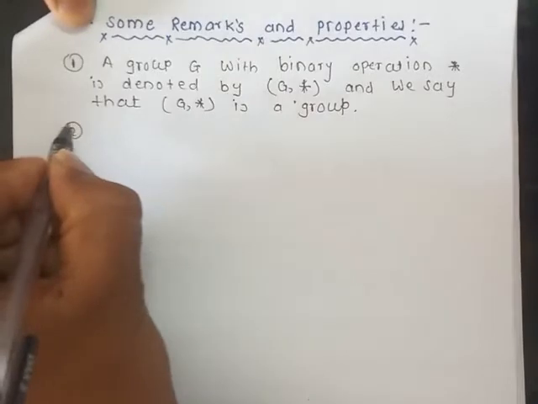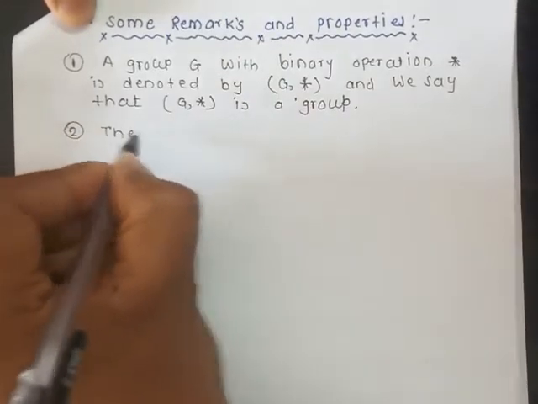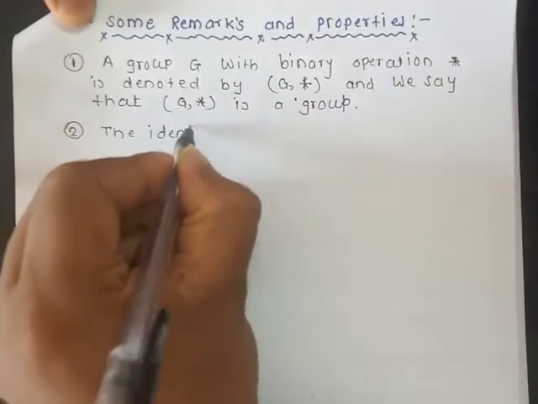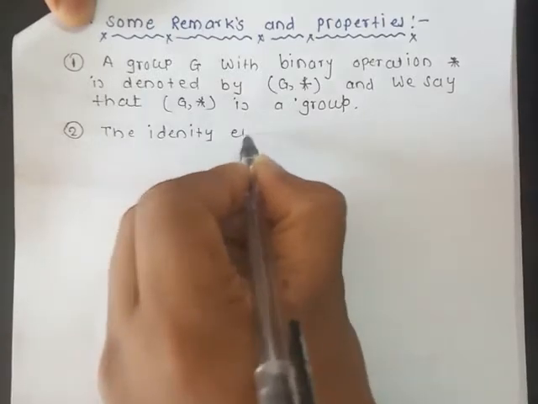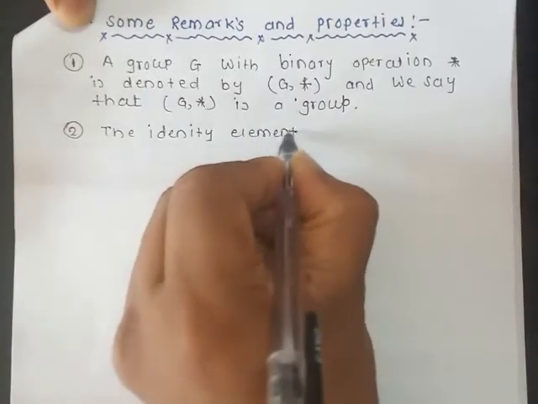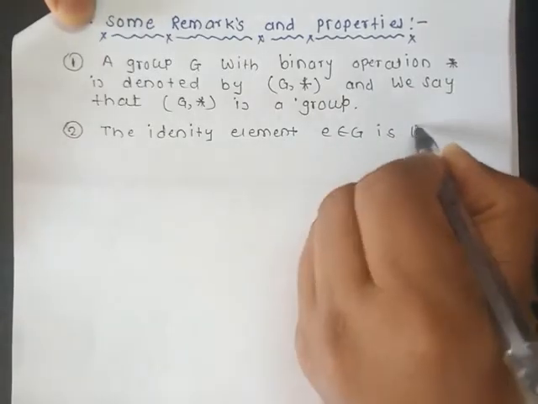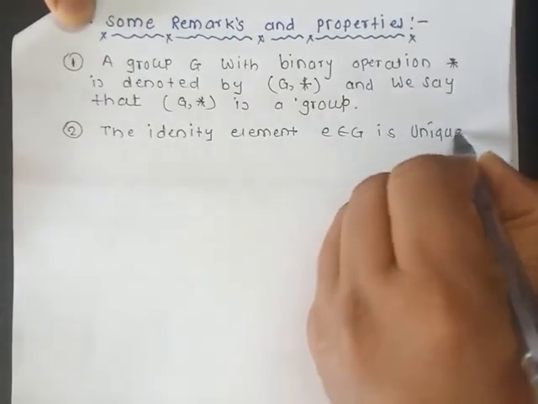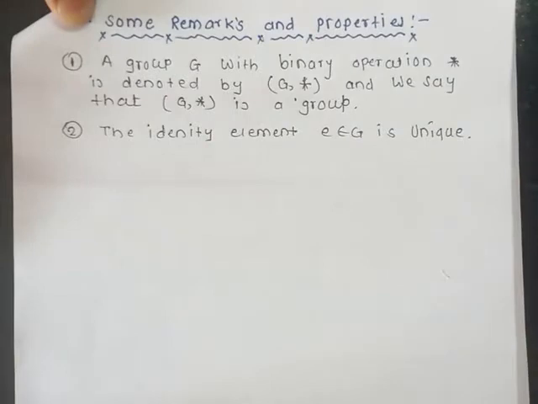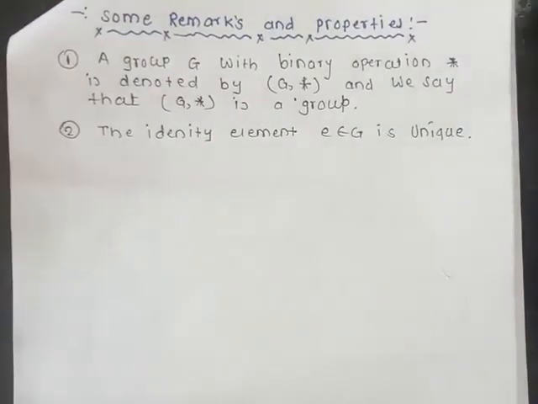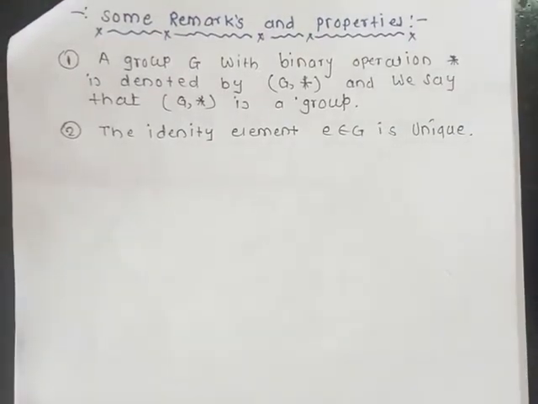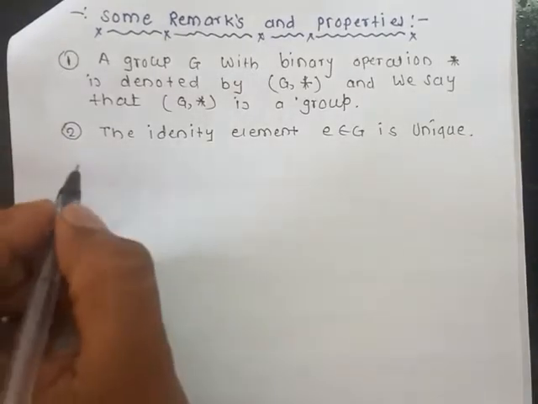Second remark, the identity element E belongs to G is unique. There exists one and only one identity element in a group.